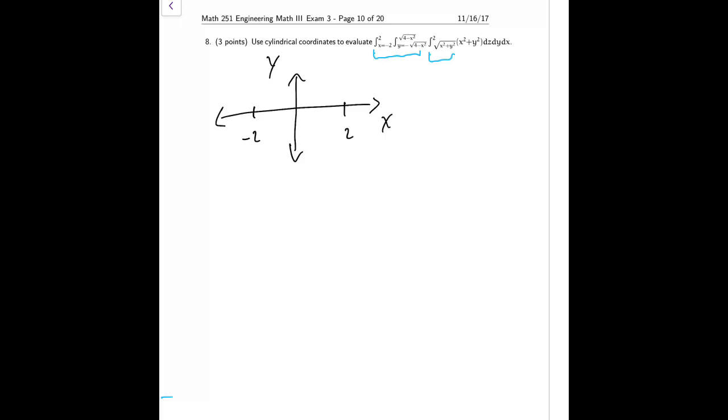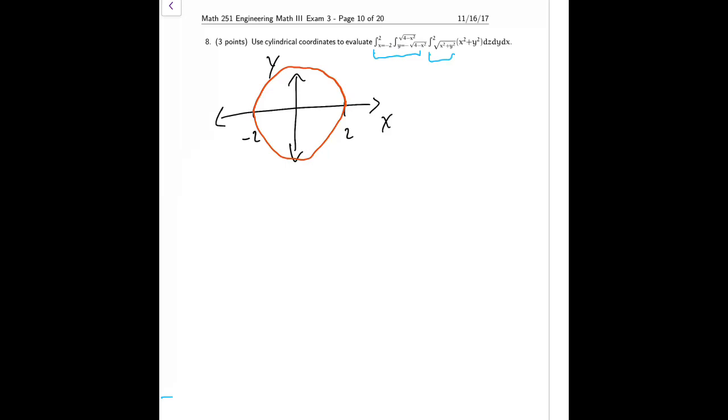So minus the square root of 4 minus x squared is the bottom part of a circle of radius 2 centered at the origin. The square root of 4 minus x squared is the top part of that circle. So again, this is a very bad circle, but this is a circle of radius 2 in the xy plane.